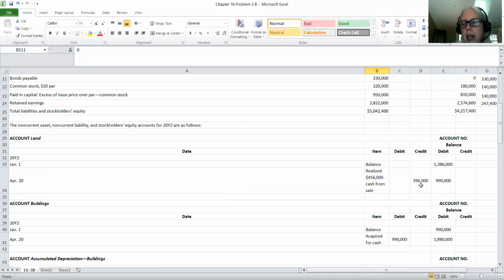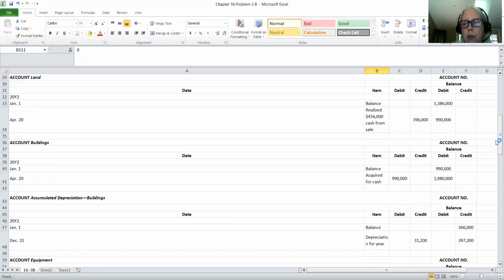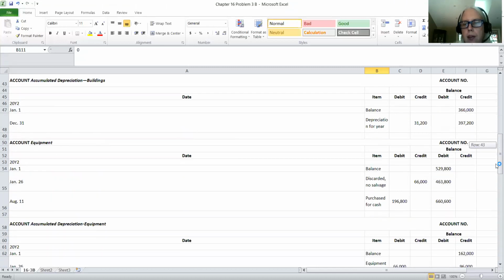The sale of the land cost $396,000. And they got $456,000 for it. So this is not a loss, but it would be a gain on the sale of land. So there is no loss. I don't see that we have realized cash for any other type of asset.